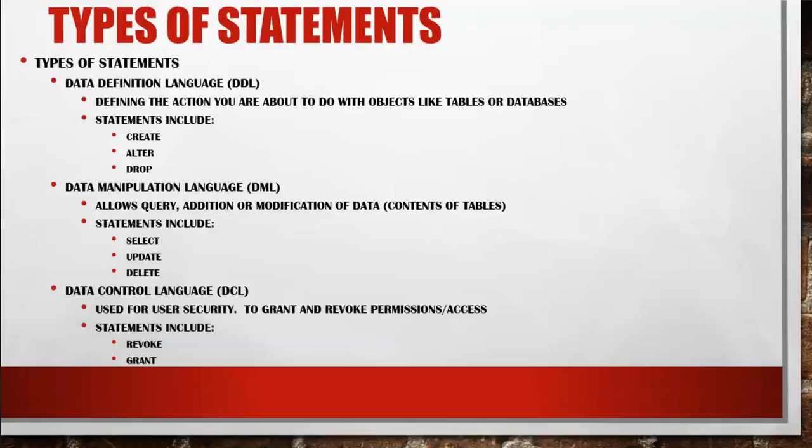And finally, the last type of statements that we use are data control language, or DCL. And these are used for user security to grant or revoke permissions or access. So those statements include revoke and grant.